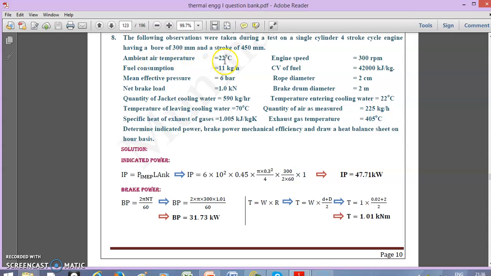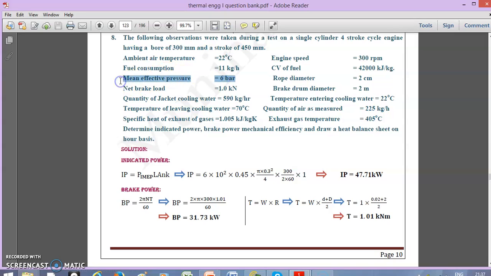Ambient temperature is capital TA, 22 degrees Celsius. Engine speed is capital N. Fuel consumption is MF, 11 kg per hour. CV is calorific value of the fuel, 42,000 kilojoule per kg. Mean effective pressure: if it is simply given as mean effective pressure, then we have to take this as PIMEP, indicated mean effective pressure.